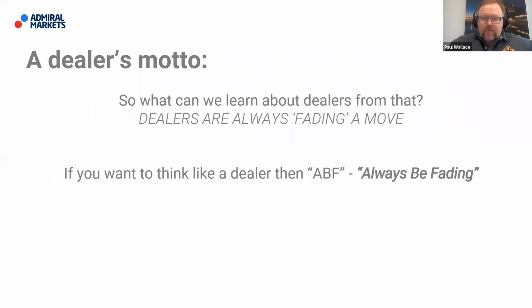So what did we learn from that? What did we learn from that sort of dealer's motto? Well, what we can learn about dealers is that dealers are always fading a move. So if you want to think like a dealer, then ABF, always be fading.